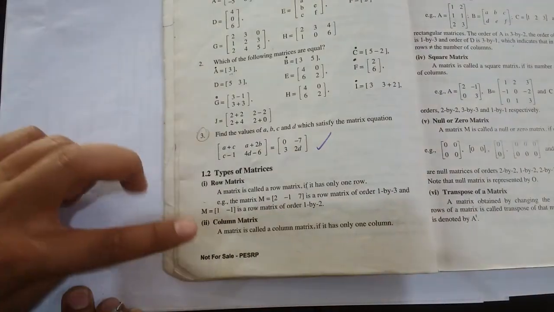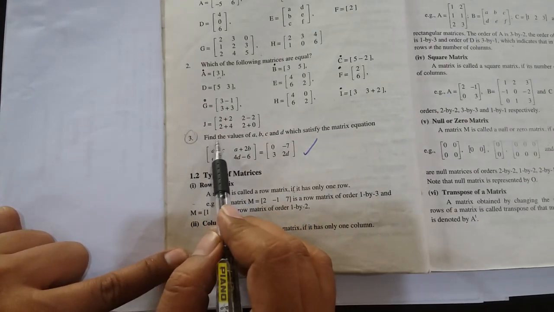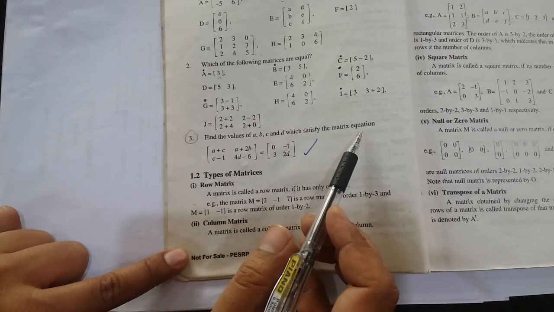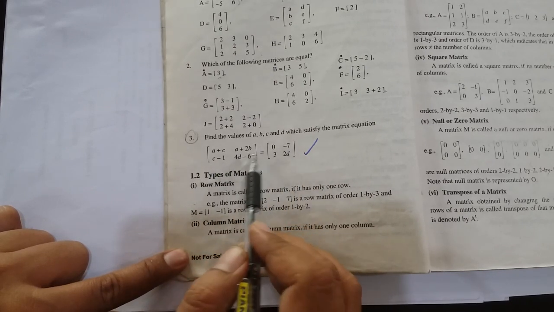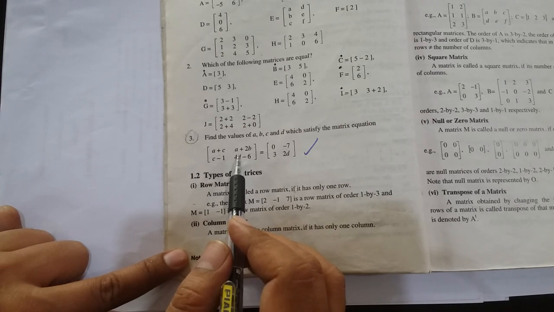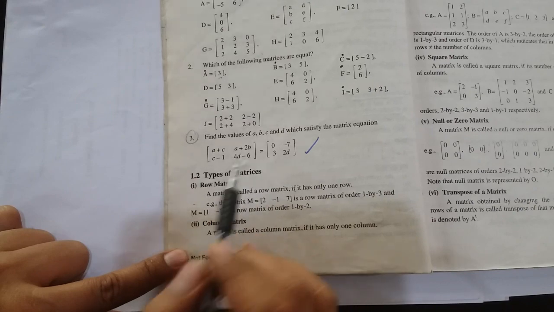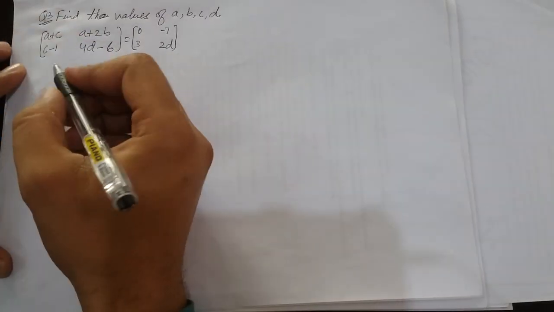Now let's move to exercise 1.1 and question number 3. This is the statement: find the values of a, b, c and d which satisfy the matrix equation. This is a matrix equation, meaning two matrices are written in equal form and we have to find the values of the unknowns a, b, c and d. So let's do this question. So here is the question.